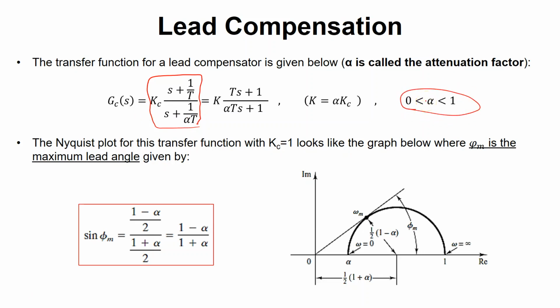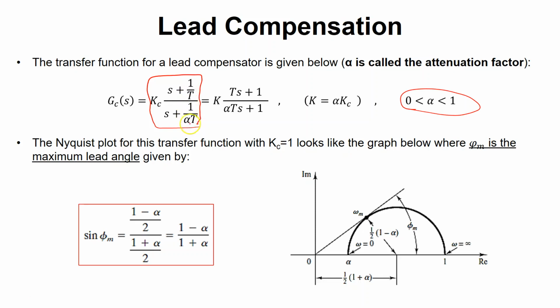So what does it mean in terms of zero and pole? Let's say T is 10 and alpha is 0.2. So what does it mean? The zero is at 1/10 and the pole is at 1/(0.2 times 10), which is 1/2. So what does that mean? It means the pole is closer to the origin than the zero, right?